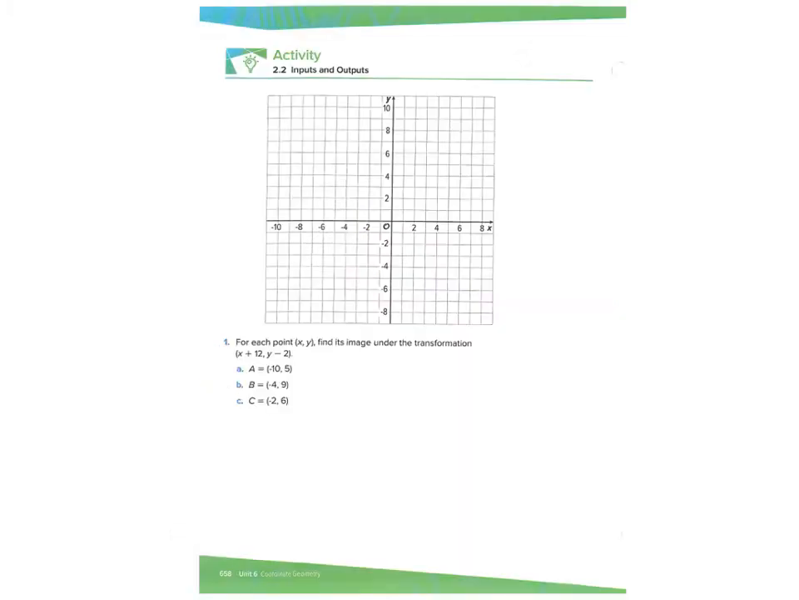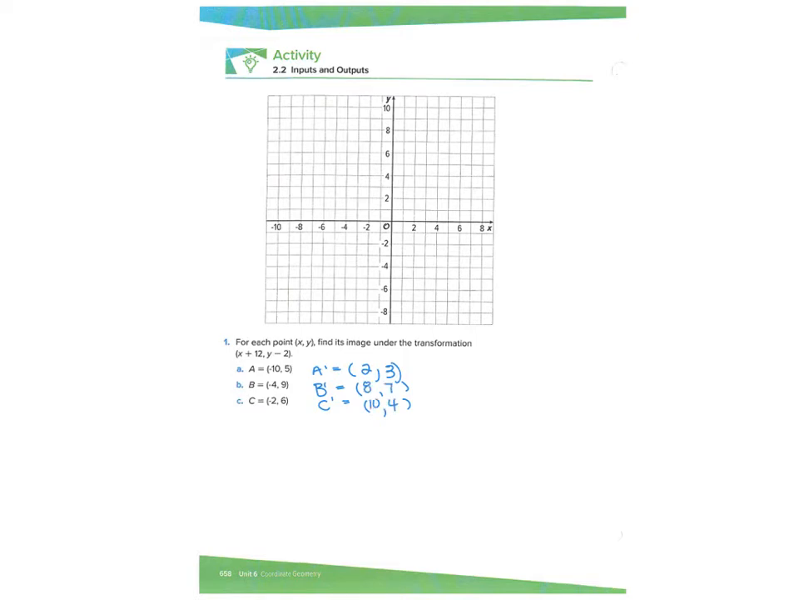So let's take a look at the next activity. On this activity, it asks us to plot these points under this transformation. So my A prime would be, I'm going to add 12 to my x, which would be 2, and I'm going to subtract 2 from my y, which would be 3. So it looks like my A prime would be this 2, 3. So why don't you pause this video for a moment, find your B prime and C prime, come back to check to make sure that you have the correct coordinates.